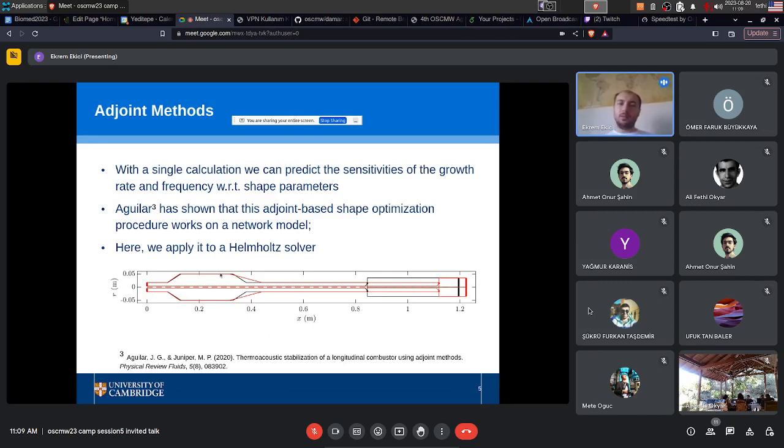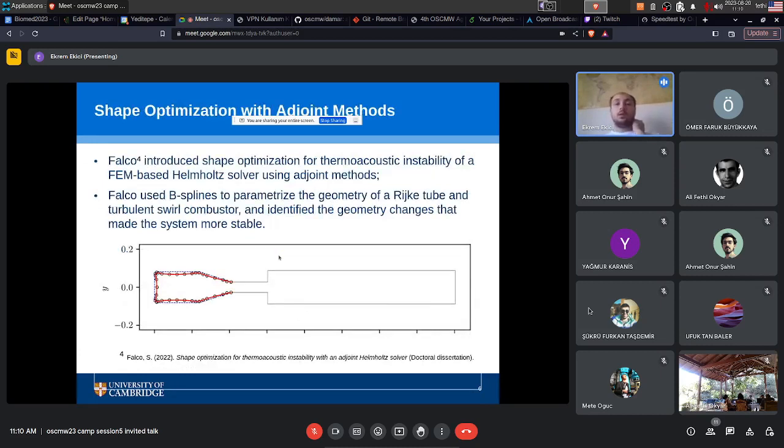But in my study, I modeled this combustor using my Helmholtz solver, and I am going to explain what the Helmholtz solver is. Before that, Stefano Falco, who is also a previous group member, introduced shape optimization for thermoacoustic instability using a finite element based Helmholtz solver. He used B-splines to parameterize the geometries of this combustor, for example. This is the inlet of the combustion chamber, and it was perfectly rectangular at the beginning. You are seeing the stabilized design with red boundaries, and the dots are the control points which control the geometry of the combustion chamber. After these changes, the red design becomes stable, numerically of course.